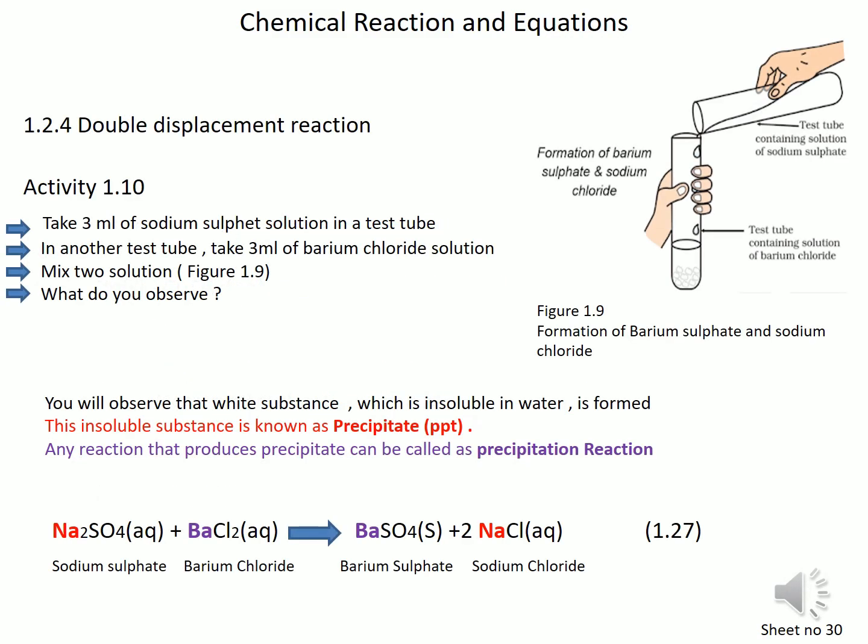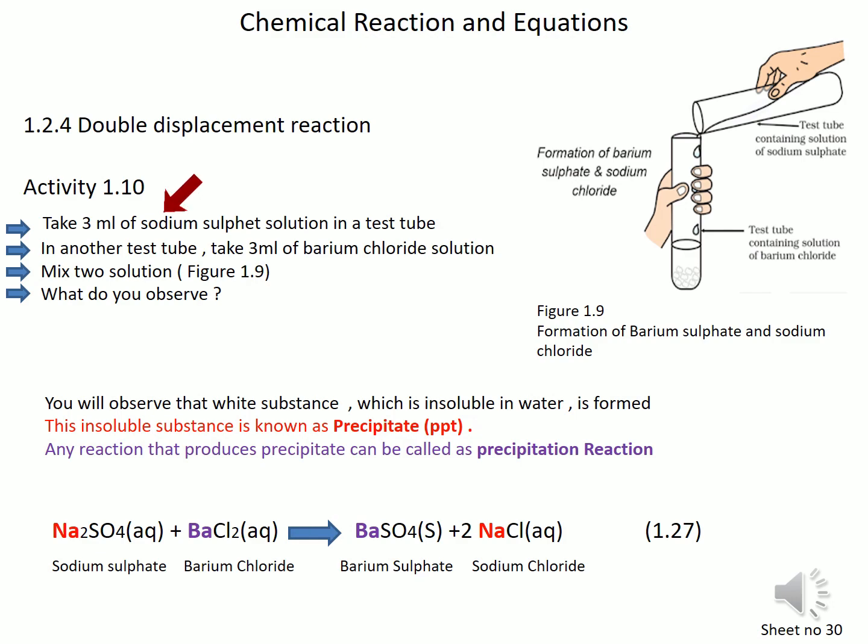Now let us see 1.2.4, double displacement reaction. What exactly is double displacement? We will see. These are two test tubes. One test tube contains a solution of barium chloride, and the other contains a solution of sodium sulfate. Now when we mix them together, let us see what exactly happens. Barium sulfate and sodium chloride are formed. Let us see how exactly it takes place.